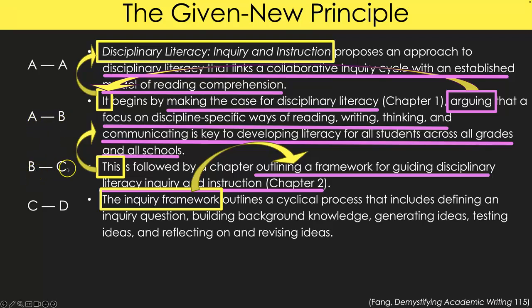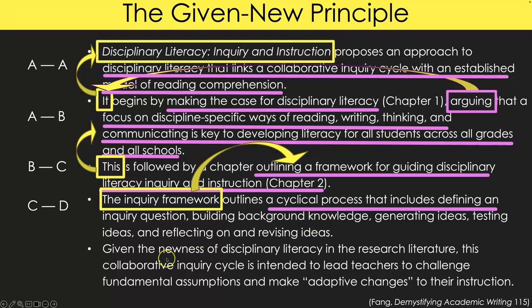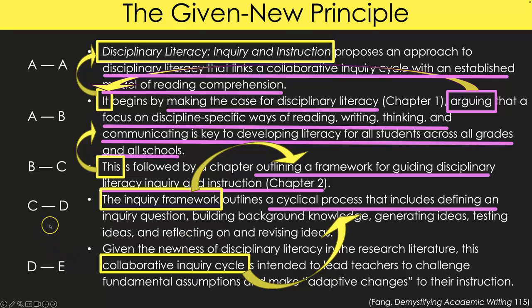We go A to B, B to C, C to D, and then we're introducing our new information to D, that the inquiry framework outlines a cyclical process, that and so on. And we can take that and we can see here that this sentence is the collaborative inquiry cycle. This is given information. It's not new information, but it might be for some people. If you're in the discipline itself, you probably already know this. But what is this collaborative inquiry cycle? Well, that is connecting back to our previous new information. So we're going from D to E. So you can kind of actually see, if you look at it, the organization of this might at first look like it doesn't make sense, but it's actually just a zigzag.